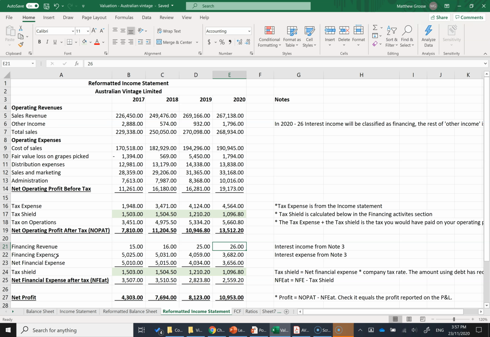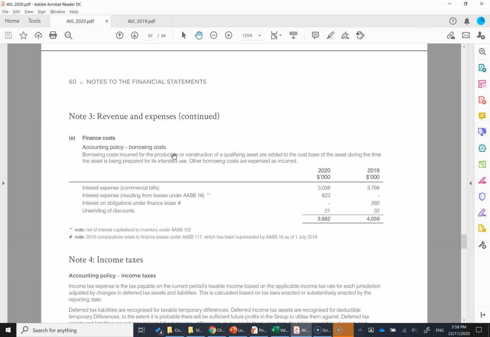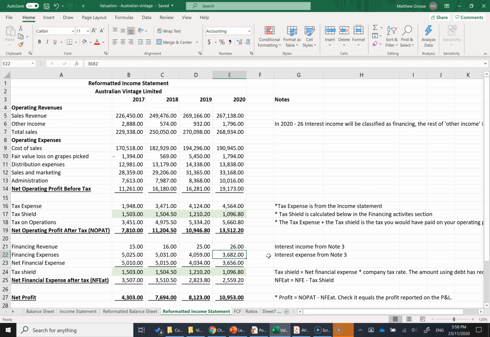Then I've looked at the financing expenses, which are also given in note 3. Okay, so as part of note 3 here, section E, they've given finance costs, and they've actually told me the interest expense and the unwinding of discounts. So I've used this total amount as part of my financing costs here as per note 3. So in my reformatted income statement, my financing expense, I've got 3,682. Okay, so now I know my financing revenues and I know my financing expenses.